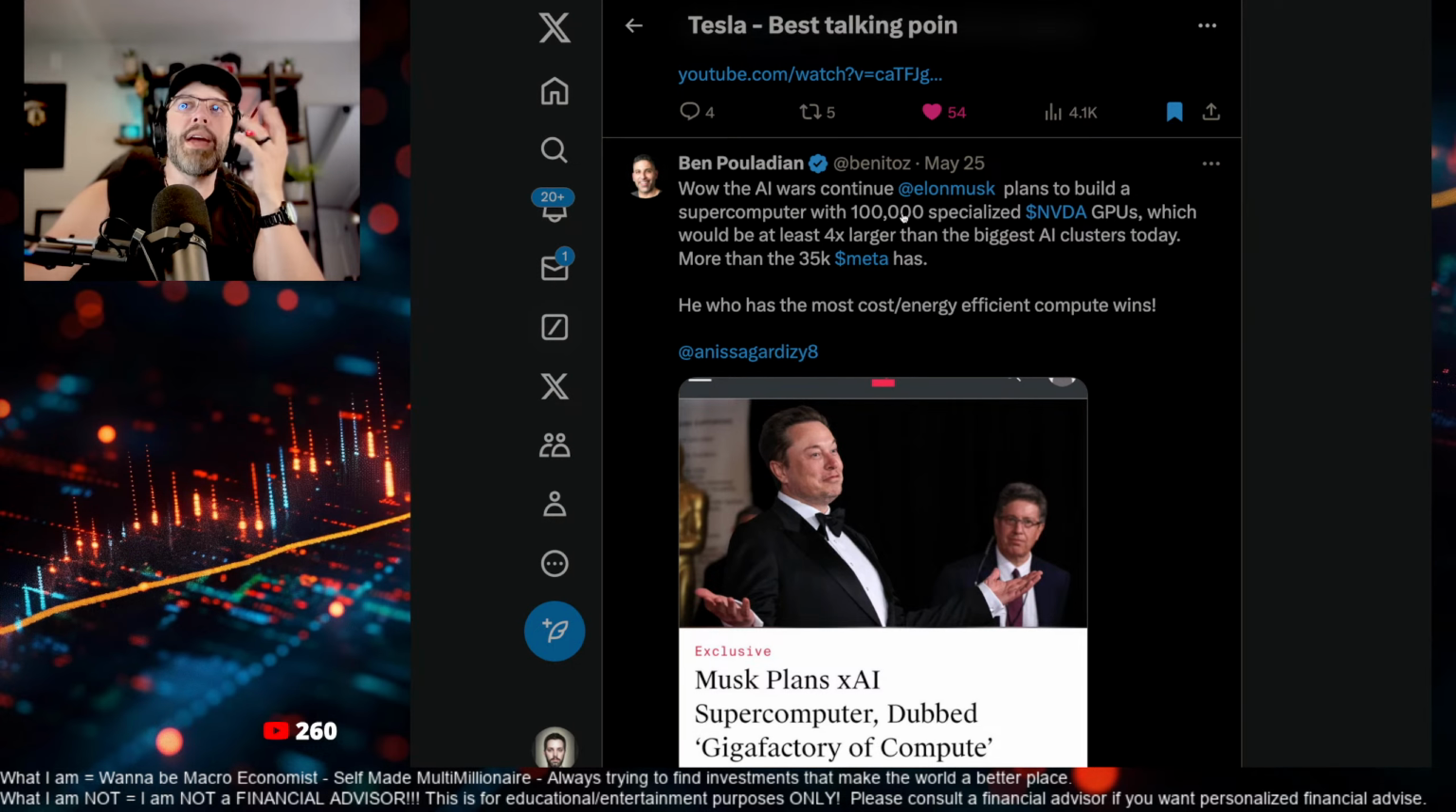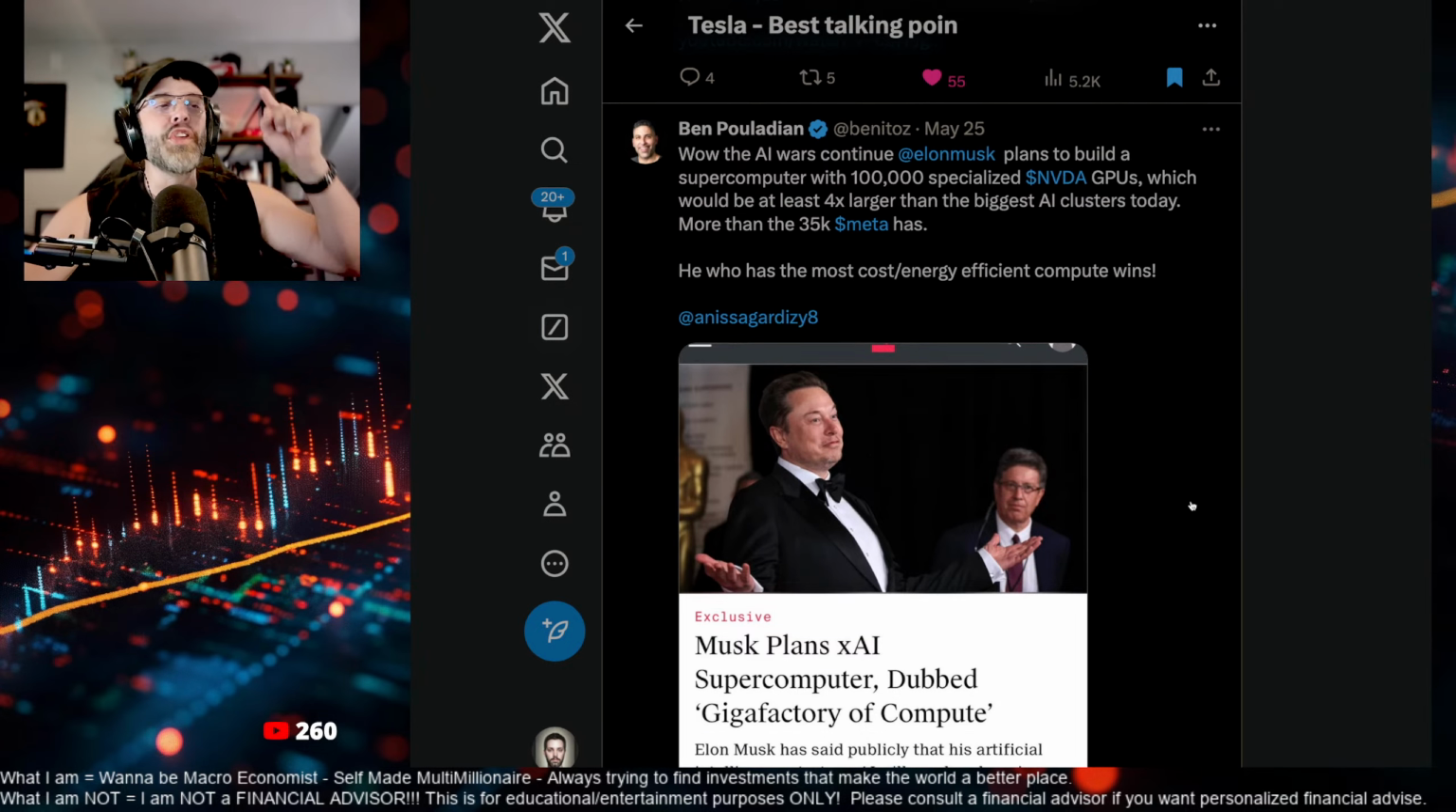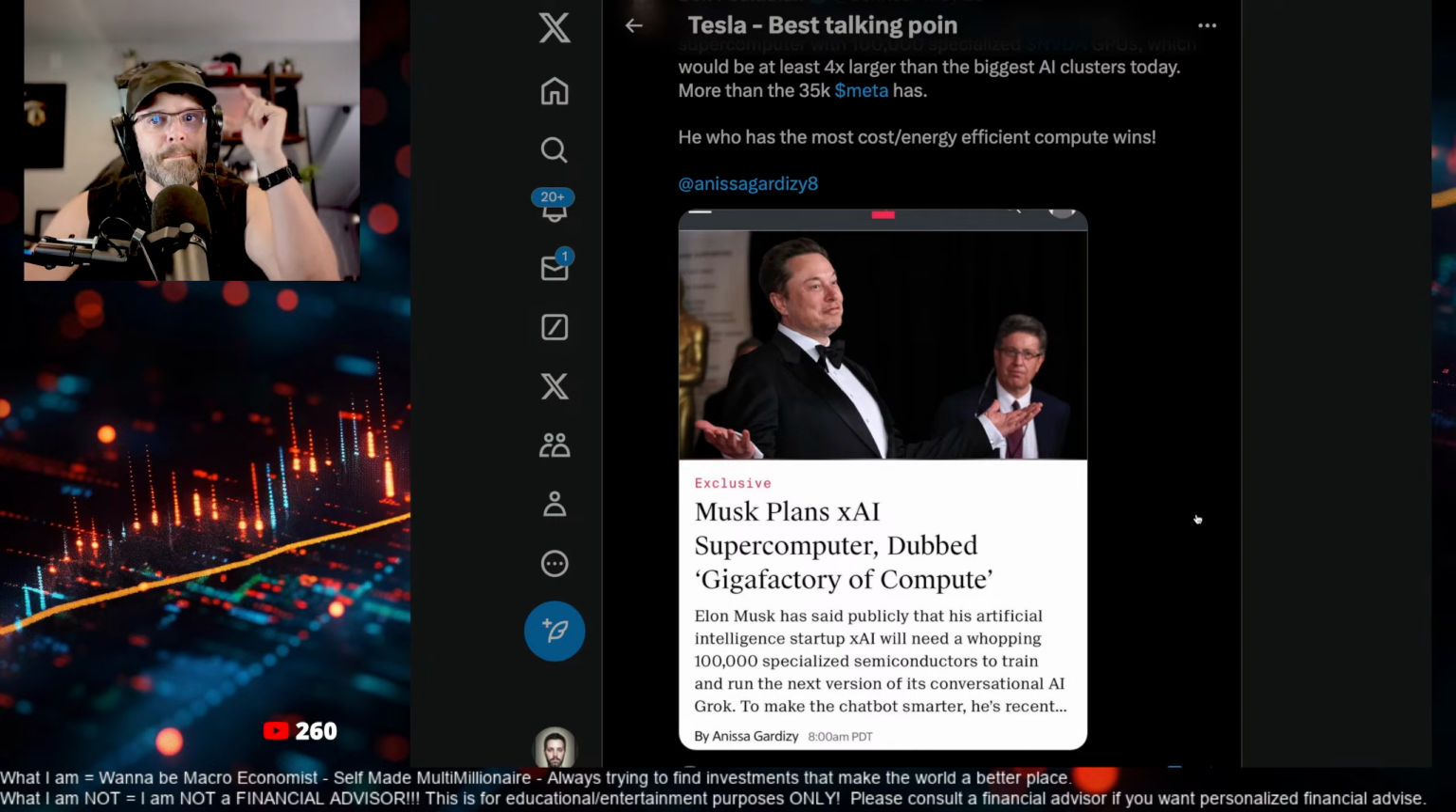It says, "Wow, the AI wars continue. Elon Musk plans to build a supercomputer with 100,000 specialized NVIDIA GPUs, which would be at least 4x larger than the biggest AI clusters today, more than the 35,000 Meta has. He who has the most cost energy efficient compute wins." This in and of itself, the gigafactory of compute, will change the future of AI.